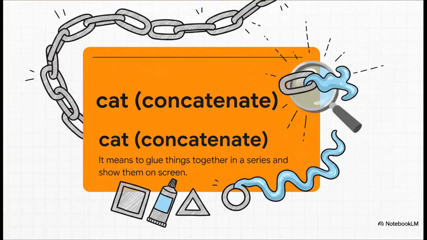The big secret is, the name is short for concatenate. Yeah, I know, it's a big word. But all it really means is to link things together, one after the other. Think of it like you're gluing stuff together in a series. And that one simple idea, gluing, that's the key. Once you get that, you get cat.